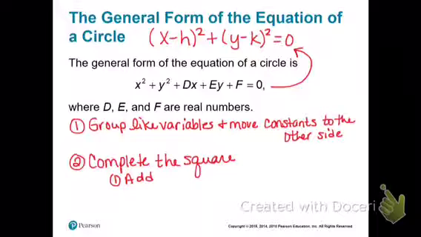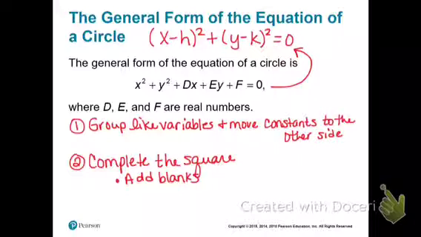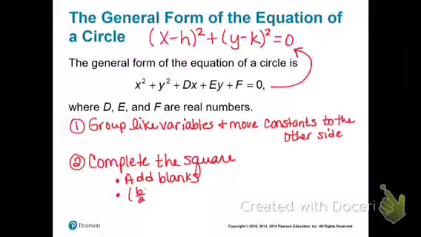I actually liked completing the square. And then we fill in the blanks. I shouldn't number these 1 and 2. They should just be little bullets. So we're going to add blanks. And this is where we did that b over 2 and we squared it. Okay. Just to remind you of what completing the square was.